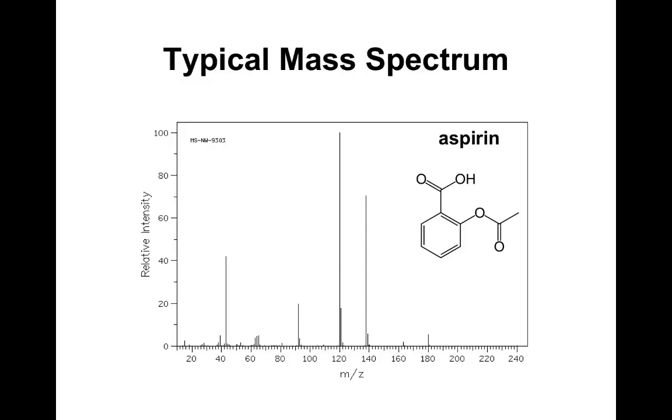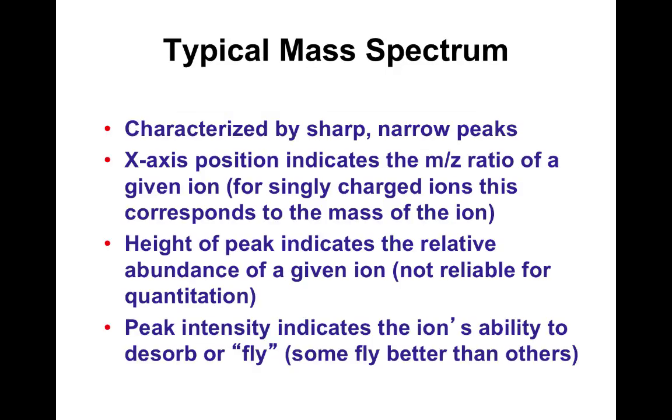So this is a typical mass spectrum of aspirin. You see a tiny peak at about 180, that is the parent ion, and then you see a whole bunch of fragment peaks. This has to do with the electron ionization process, which shatters the molecule but produces ion fragments. So unlike HPLC or even gas chromatography, mass spectra have very, very sharp, very narrow peaks.